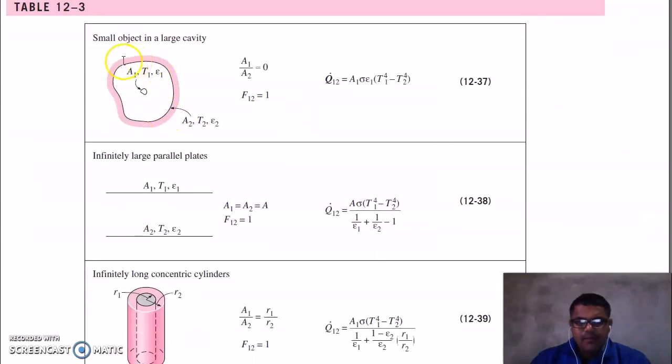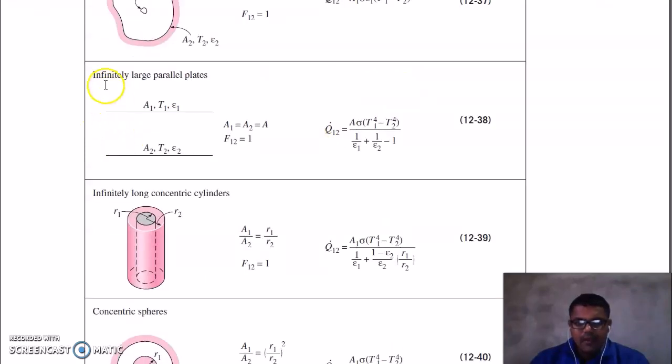You can see here, this is an enclosed space. One surface is A2 and the second surface area is A1, such that A1 is very small compared to A2. So in this case the view factor F12 is equal to 1. So heat transfer is equal to area, emissivity, Stefan-Boltzmann constant into temperature difference raised to the power 4. And then for infinitely large plates, again in this case the view factor is 1. These plates are very large, so in this case your heat transfer is this.